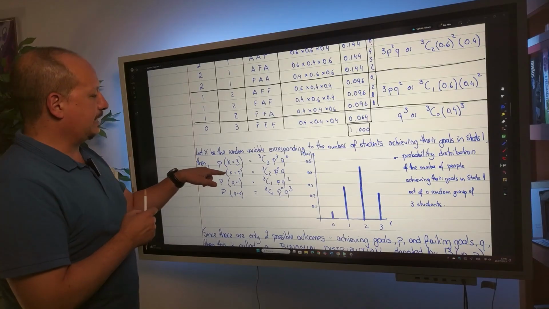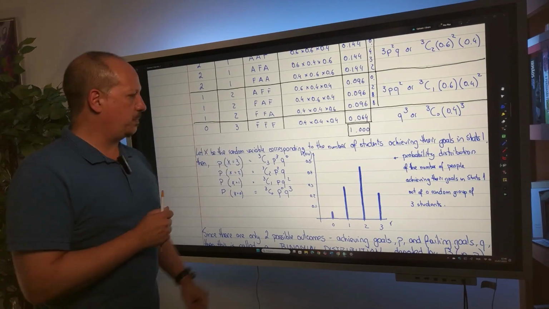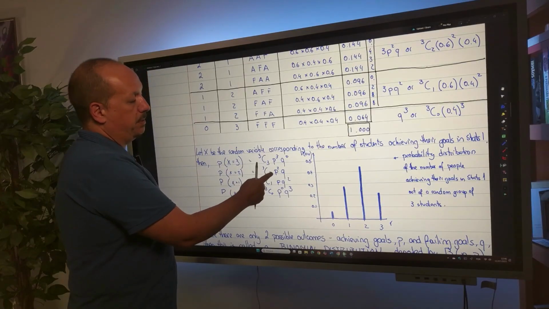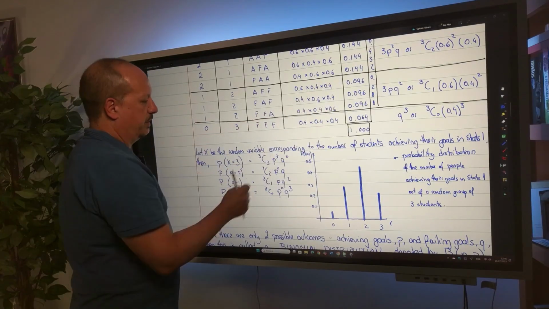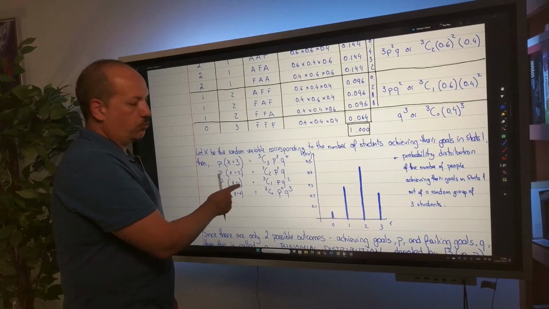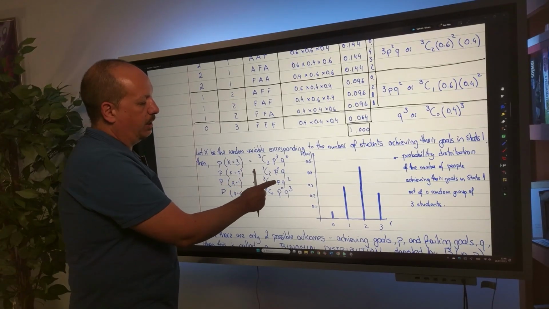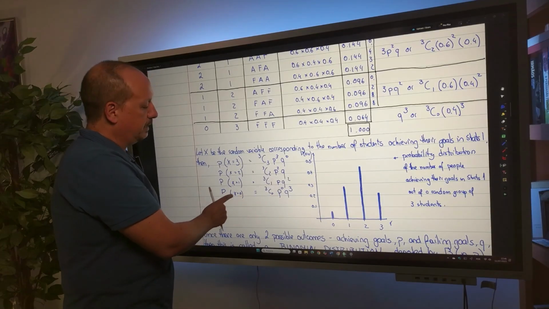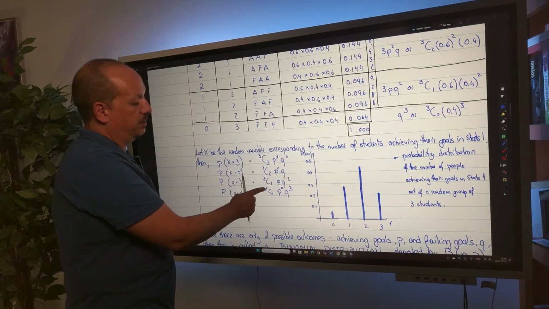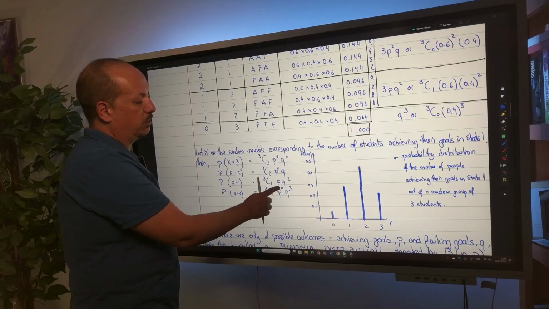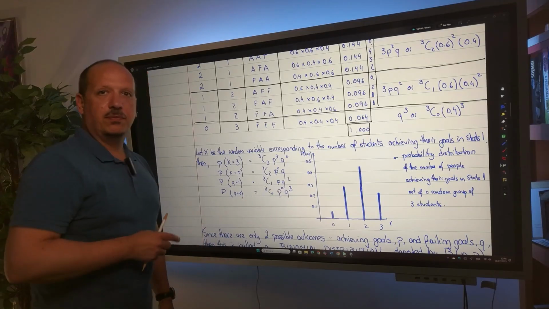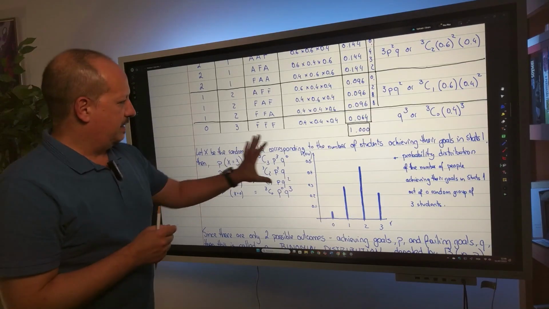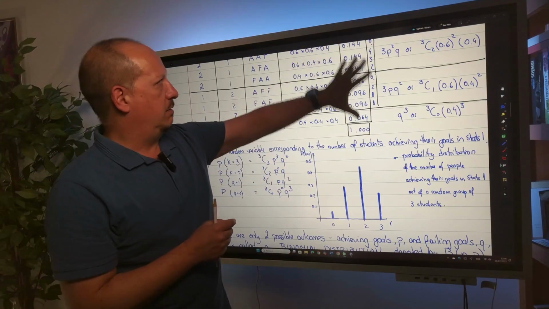The probability that X equals 2 students passing or achieving is combinations 3, 2, P squared Q. We saw that over there. Probability that X equals 1 is combination 3, 1, P to the power of 1, Q squared. And probability that X equals 0 is combination 3, 0, P to the power of 0, Q cubed. See what is happening over here? The result, we already have it here.